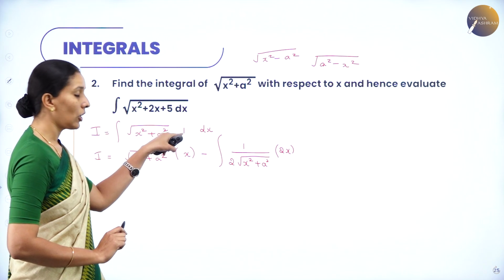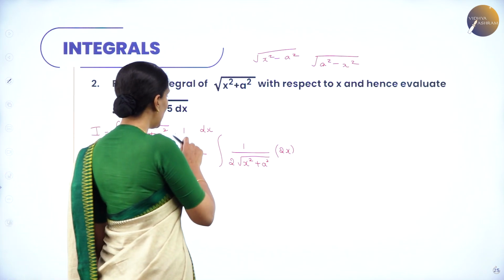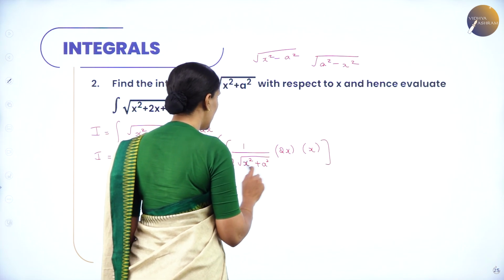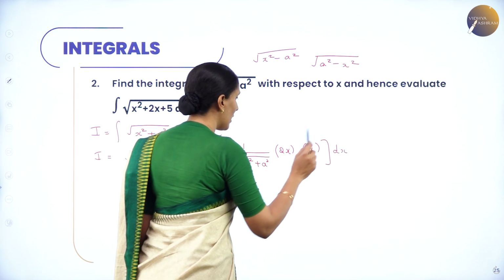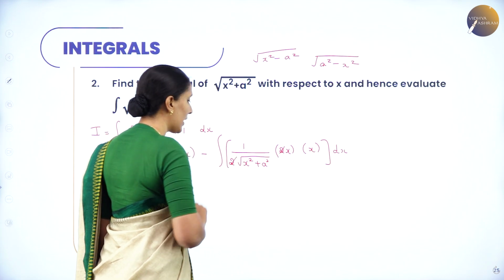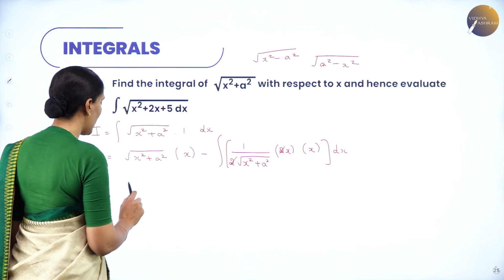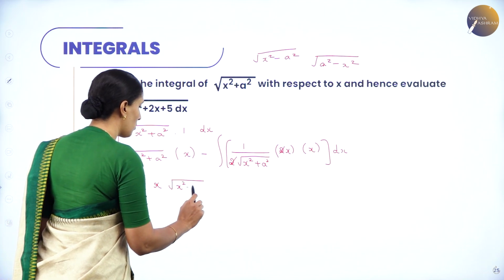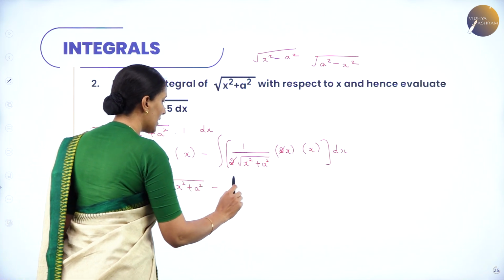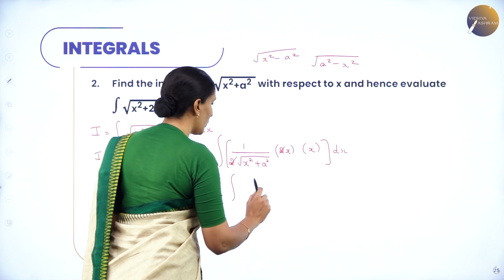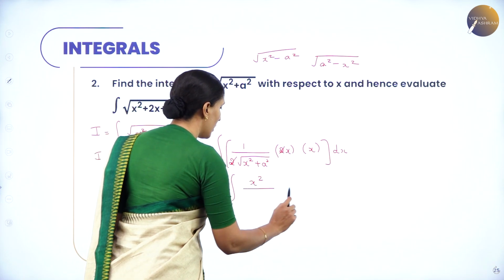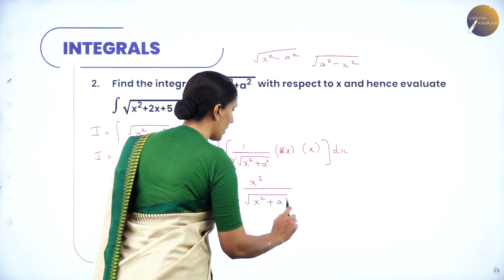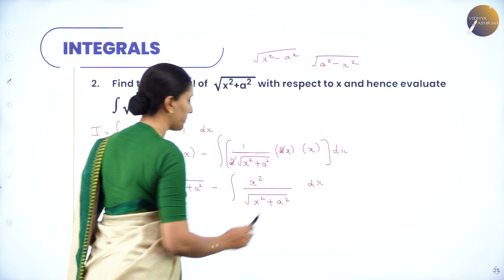Let me take the integral of the second again. So the integral of 1 is x, with respect to dx. So clearly we can see the 2 cancels here. So here I'll get the value as x root of x square plus a square minus the integration of x into x, which is x square, divided by root of x square plus a square with respect to dx.